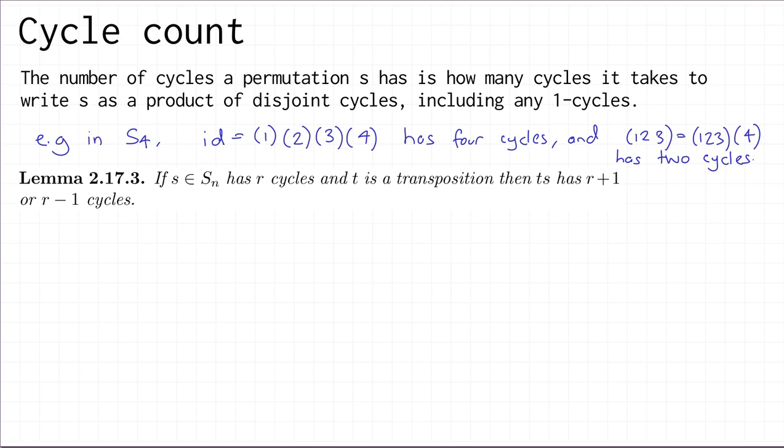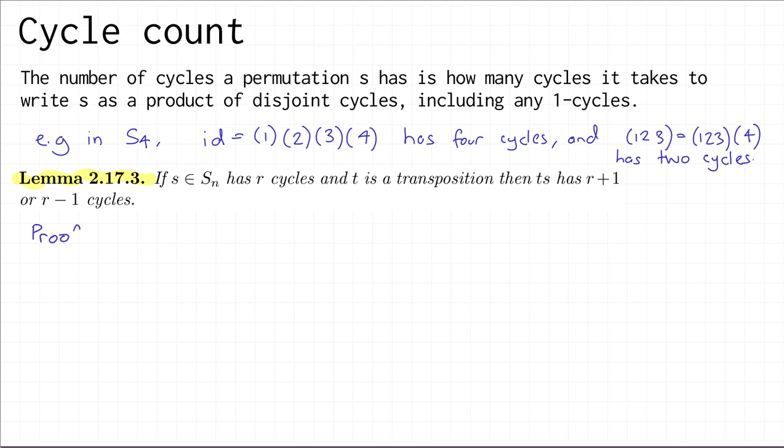We're now going to prove a result which talks about how the number of cycles changes when you multiply a permutation on the left by a transposition. What the lemma says is that when you multiply a permutation on the left by a transposition, the number of cycles either goes up by 1 or down by 1. But that's the only way it can change. It can only increase by 1 or decrease by 1. And the proof just uses the permutation multiplication identity we proved on the last slide.